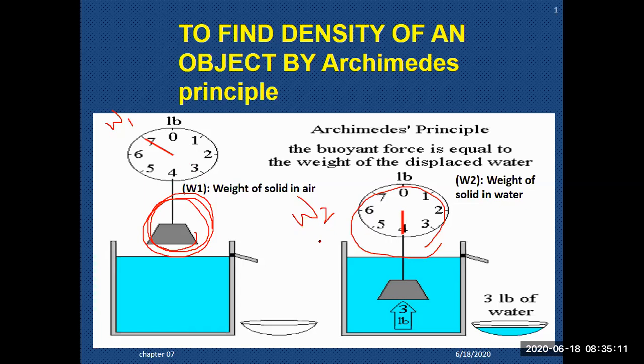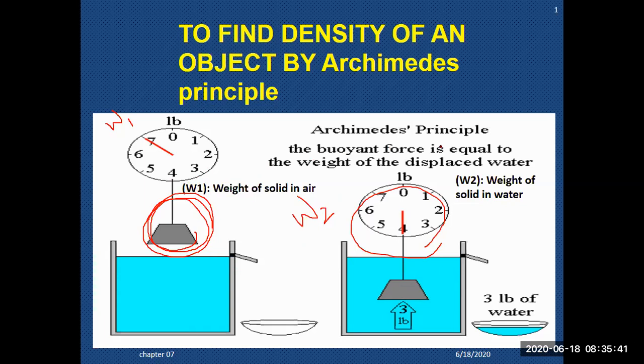We will see the formula for calculation, but first let's understand why the weight in air is more than the weight in water. The reason is very simple: upthrust in the case of air is less, but upthrust in the case of water is more. So when it is immersed in water, the weight will be less, but when it is taken in air, it will be more. So if it is W1 here, it is W2 here.